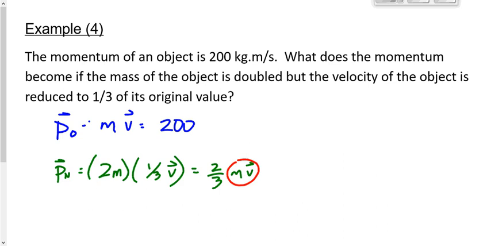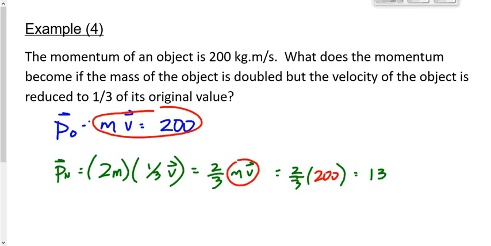What's MV equal to? 200. Right? That was what we wrote down at the very beginning. That's what they told me in the question. MV is 200. So we're going to say the new momentum is 2/3 times 200, which gives me 133 kilograms meters per second.